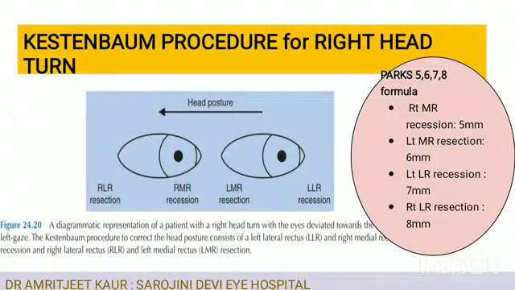Let us understand the Kestenbaum procedure with an example of right head turn. In this example, the patient has a right-sided head turn and the eyes are deviated towards the null point which is present in the left gaze. So we shall try to move the eyes towards the right side. For this, in the right eye, the LR resection and MR recession will be done, and in the left eye, MR resection and LR recession will be done, and this will be done according to the Park's formula.